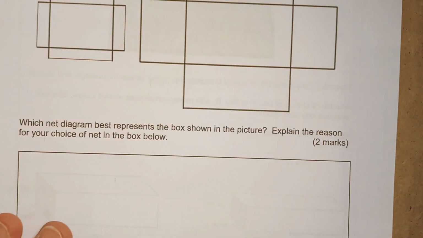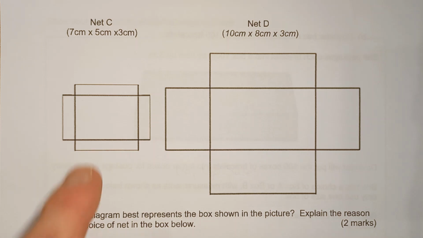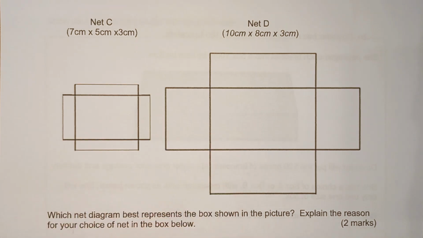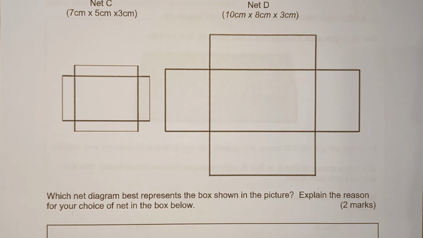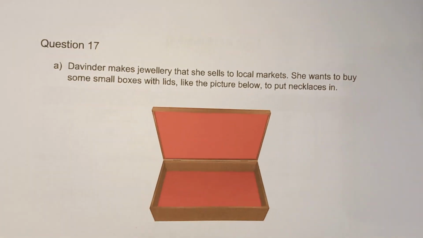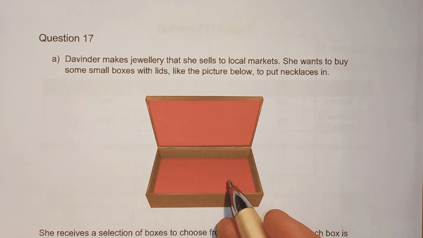Let's get the actual question. Ah, no, we've got four more. So we've got net A, net B, net C, and net D. And we're told, which net diagram best represents the box shown in the picture? Explain the reason for your choice of net in the box below. So this is the picture. Right, well, let's think of it. Let's almost try and draw a net from this and then see which of the pictures looks like it.